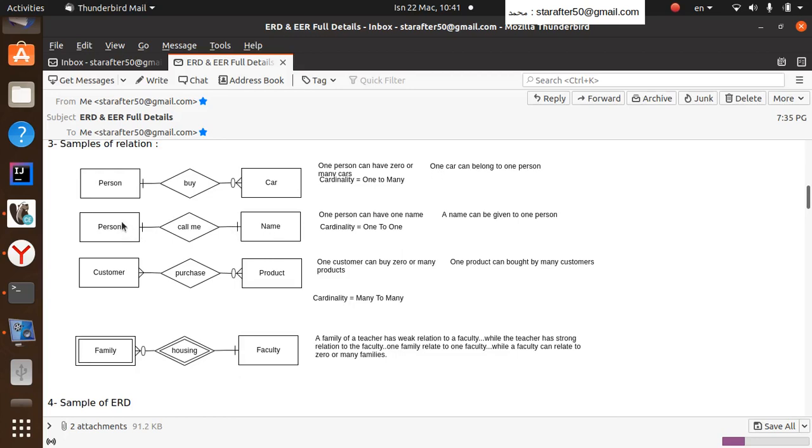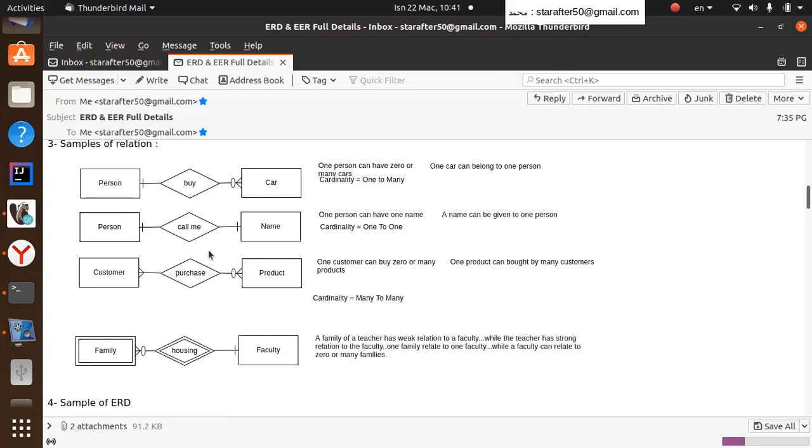If we look from this side, now let's look at the other side. One name can be assigned to one person. You cannot assign one name to multiple persons. So one name can be assigned to one person only. So this relation here is one to one, one from this side and one from this side.